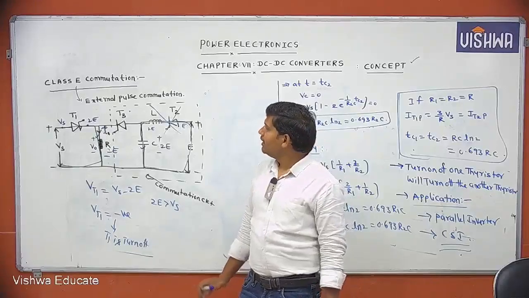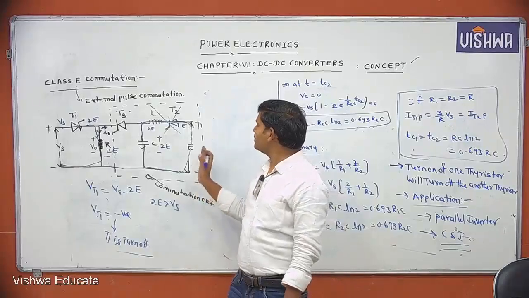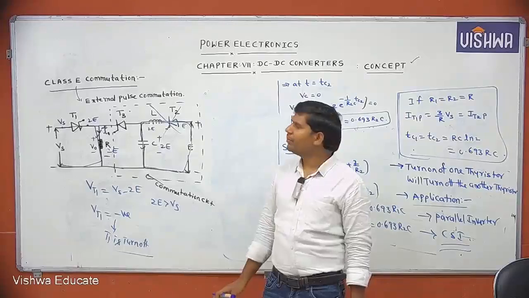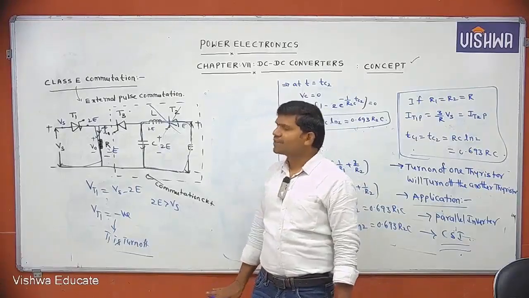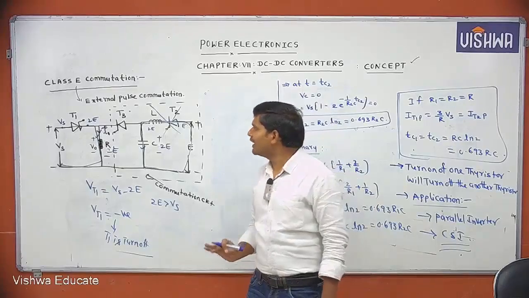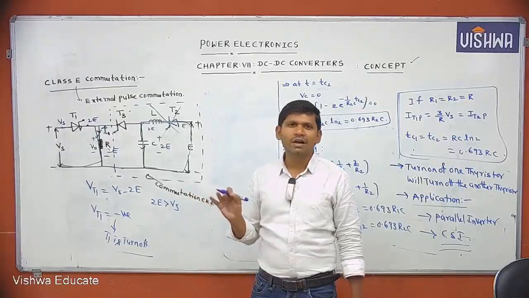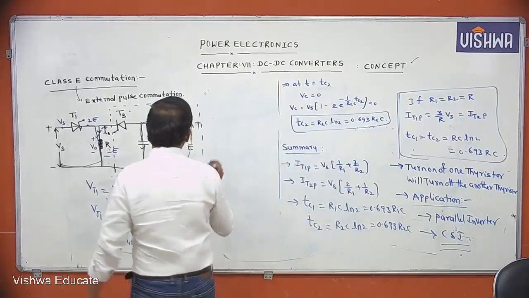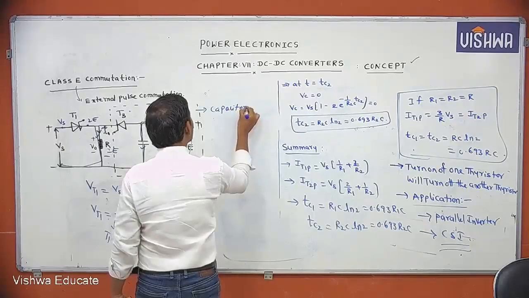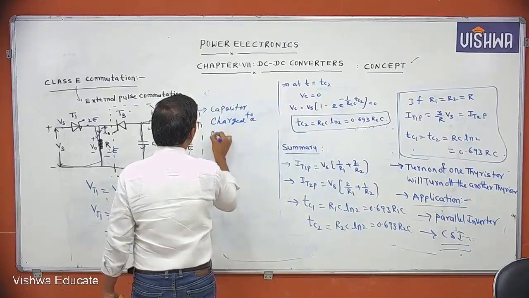That means this type of commutation is nothing but external pulse commutation or class E commutation, because by using some external voltage we turn off the thyristor. The only point to remember in this commutation technique is that the capacitor charges to a maximum voltage of 2E. At the instant of triggering of the T3 thyristor, the voltage across T1 is Vs minus 2E. These 2 points you remember.